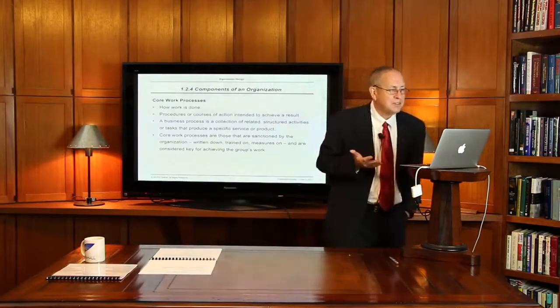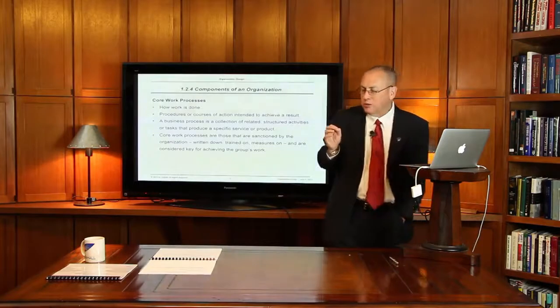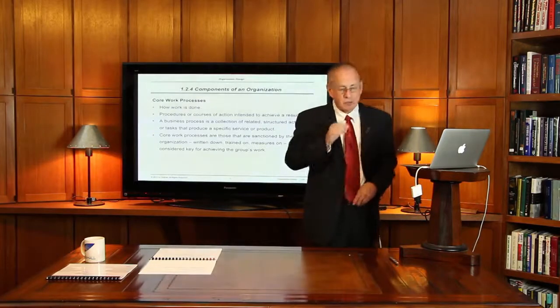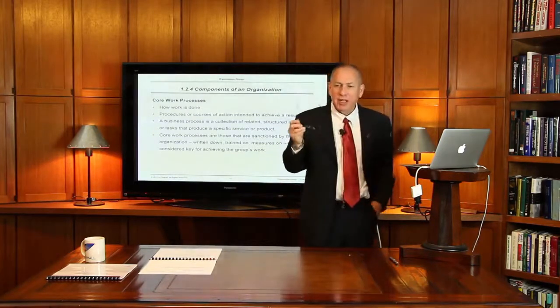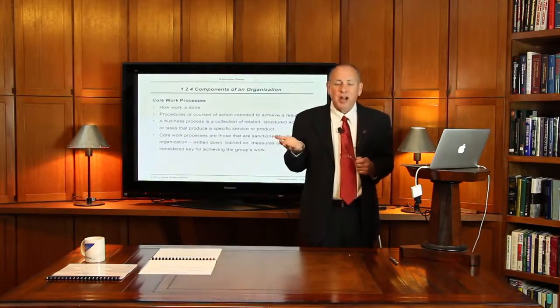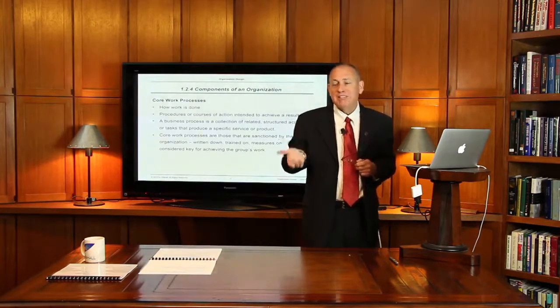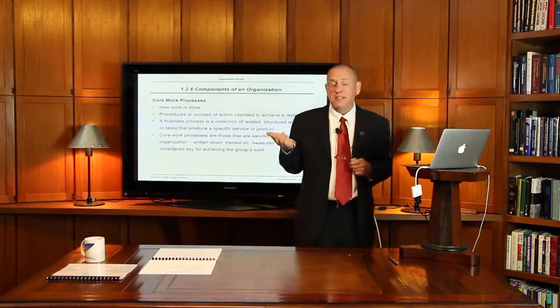Core work processes are ones that are sanctioned by the organization, that are core to the business of the organization. If we're a manufacturing company and we're producing widgets, the widget designers, if you will, are a core process and a core part of the business. The people that manufacture the widgets are core. The people that market and sell the widgets are core. The people that deliver the widget to the client are core, etc.